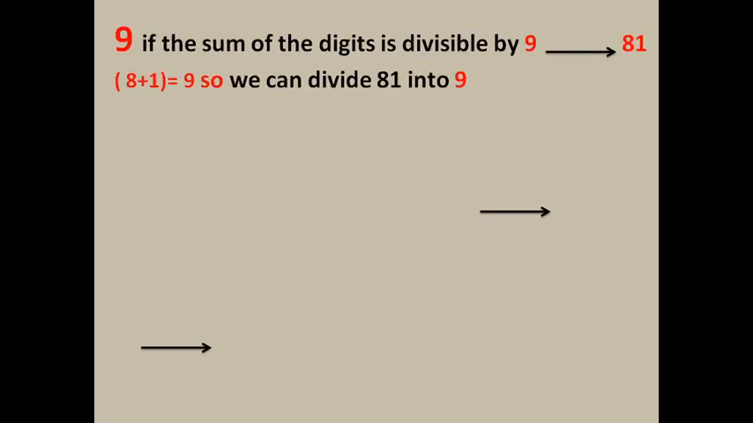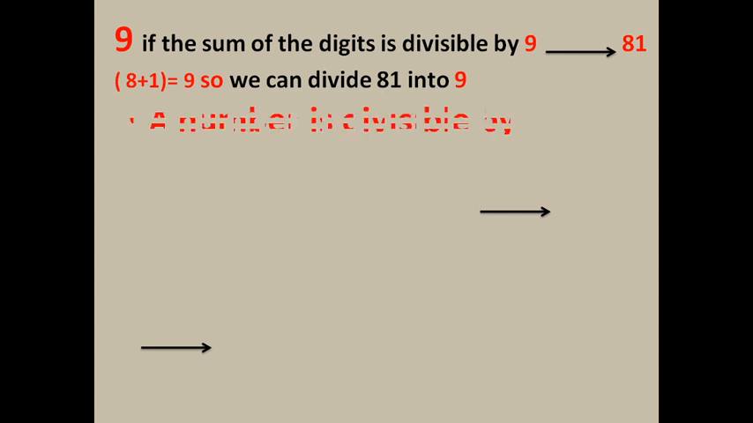Now 9: if the sum of the digits is divisible by 9, then the number is divisible by 9. Like 81, the sum of 8 plus 1 is 9. 9 is divisible by 9. So 81 is divisible by 9, meaning we can divide 81 by 9 without any remainder. So we did 8 plus 1 equals 9, so 81 is divisible by 9.